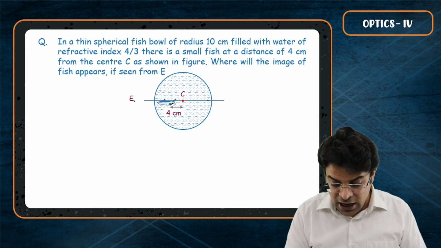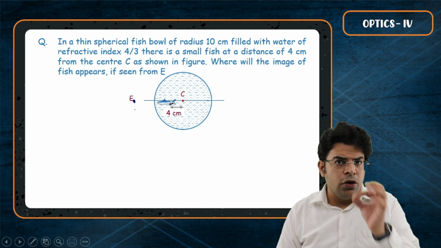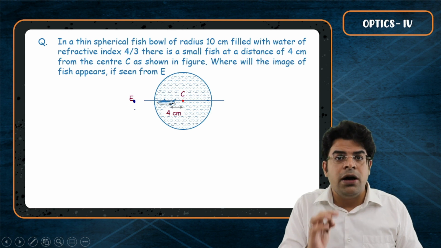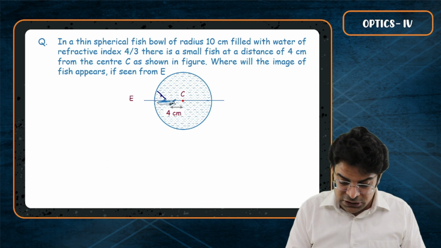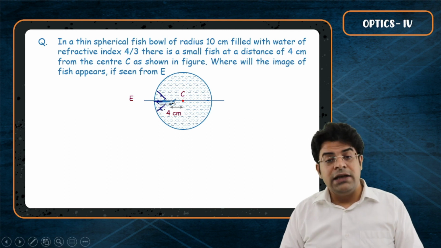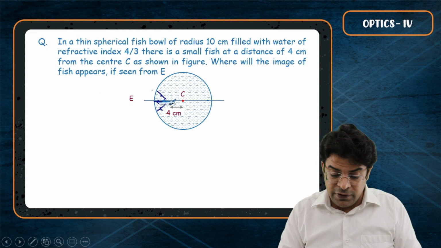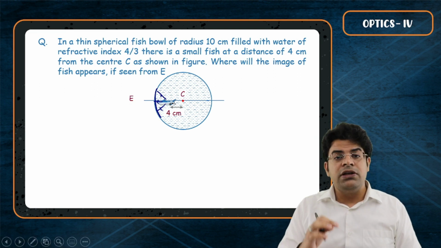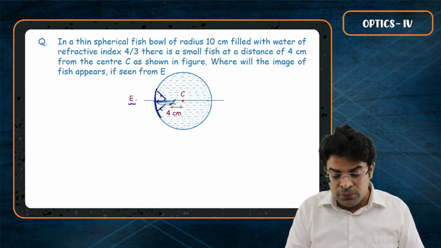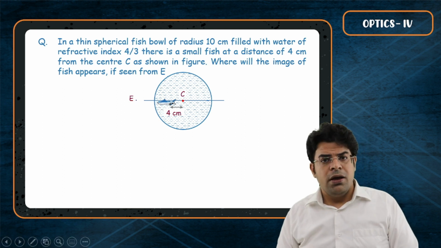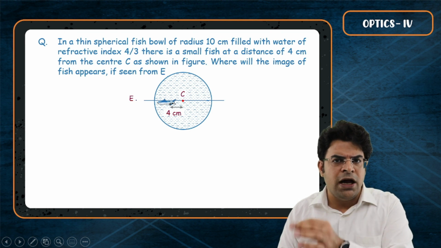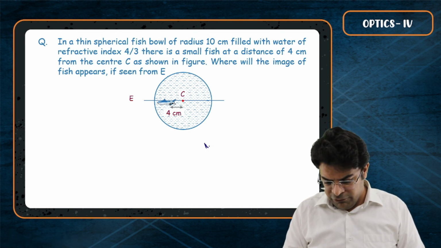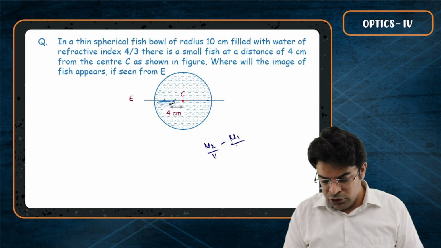So there is an observer here. To this observer, where will the fish appear to be? So now you know that the rays will come out of the fish, which is the object, and then these rays will get refracted from this curved surface before they enter into the eyes of the observer placed at E. We know what is the formula. Formula is mu2 by v minus mu1 by u equals to mu2 minus mu1 by r.